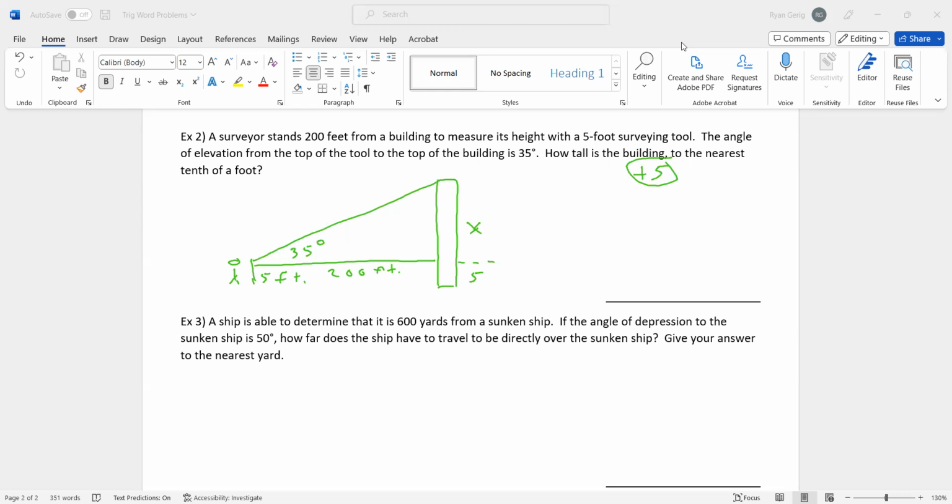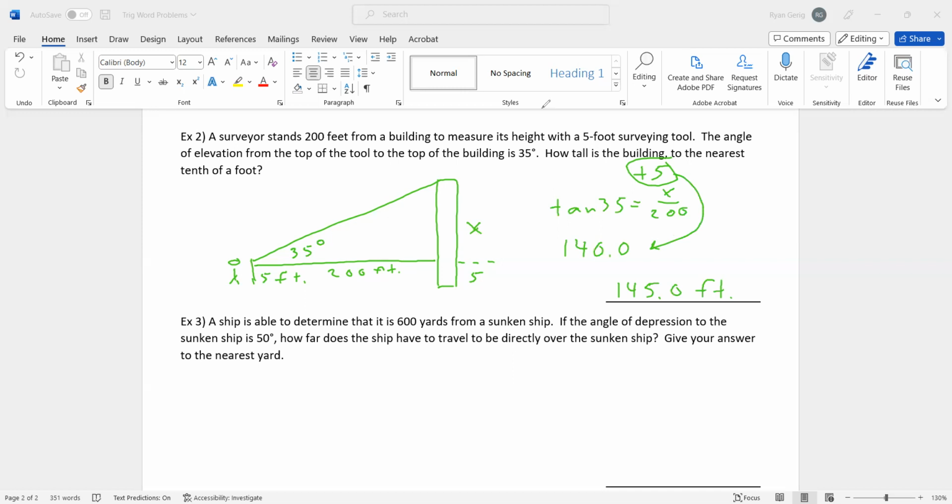Which trig function am I using? You should know this by now. We are using tangent of 35, and that equals x over 200. Multiply by 200, I get 200 tangent 35, and I get 140.04, which rounds to the nearest 1/10 of a foot, so 140.0. But I have to remember to add the 5 at the end, so the building is actually 145.0 feet tall.